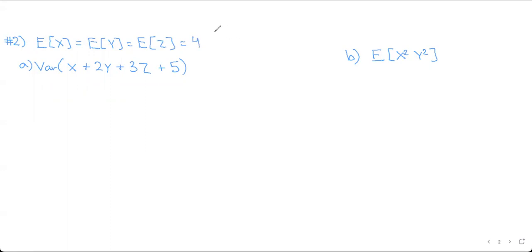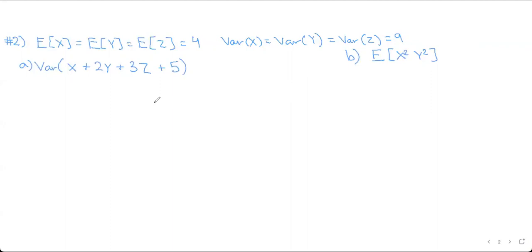And same thing with the variance. We know the variance of x equals the variance of y, and that equals the variance of z. That all equals 9, okay? So in our first problem here, part A, we're asked to find the variance of x plus 2y plus 3z plus 5, okay? And here, it's important to note that all of this is a linear function.